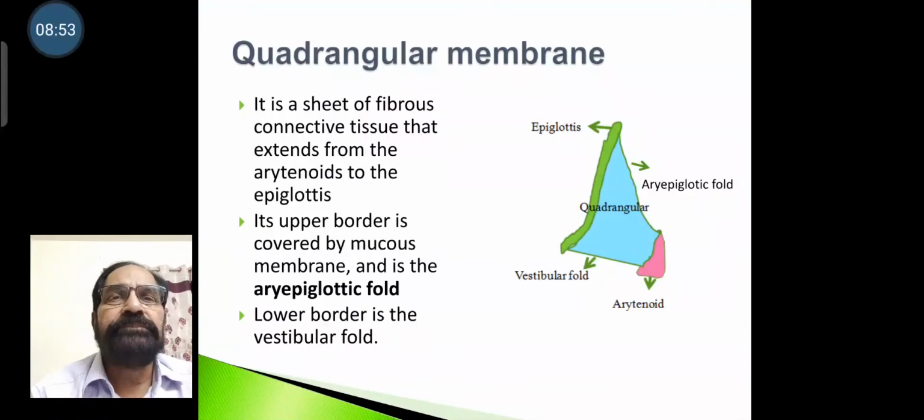Quadrangular membrane. It is a sheet of fibrous connective tissue that extends between arytenoids and epiglottis. Its upper border is covered by mucous membrane and is called as aryepiglottic fold, and its lower border forms the vestibular fold.